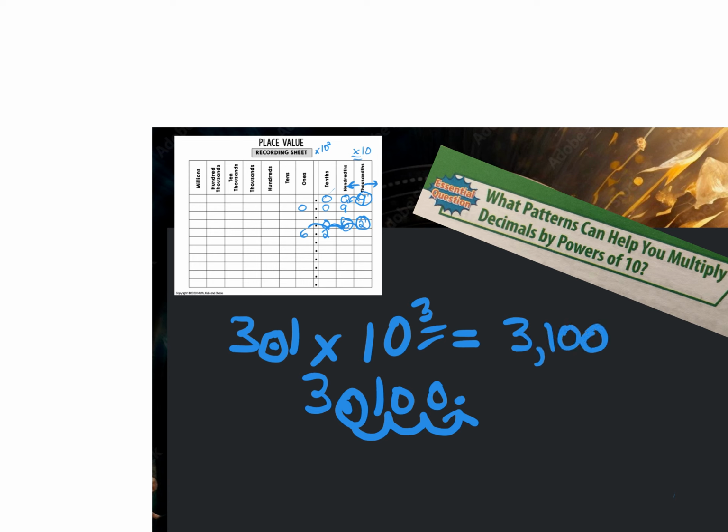All right, congratulations, my math adventurers. You've navigated the time-traveling marketplace and unveiled the patterns that make multiplying decimals by powers of 10 a magical journey. Until our next quest, may your decimals dance with the enchantment of patterns. Keep exploring, keep multiplying, and may your mathematical adventures be ever thrilling.